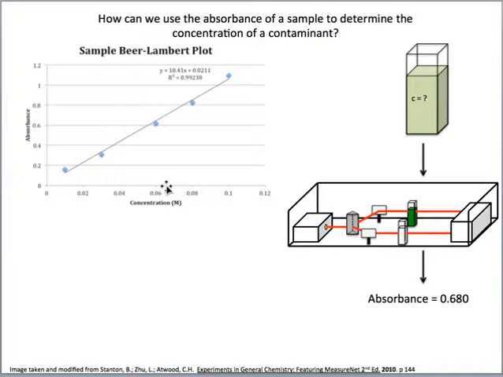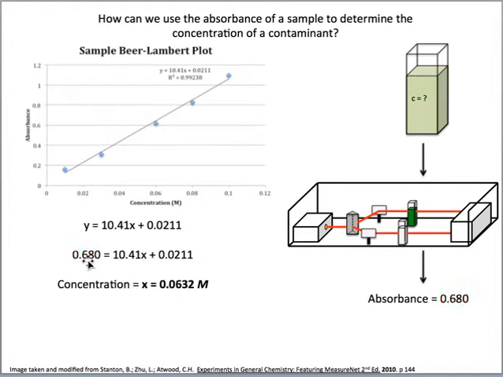Now, how do I do that more accurately? Well, I just take the equation from the actual line itself, right? And that's y equals 10.41x plus 0.0211. Again, you get that from Excel. And I plug in my absorbance for y and solve for my concentration x. So let's put in our absorbance of y at 0.680, solve for my concentration x, and x comes out to 0.0632 molar. And that's how we're going to take a solution of unknown concentration and figure out what it is using absorption spectroscopy.